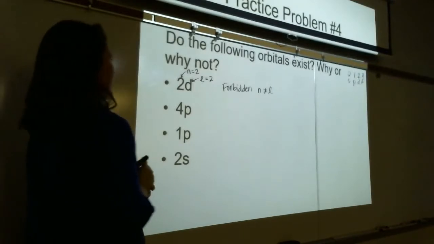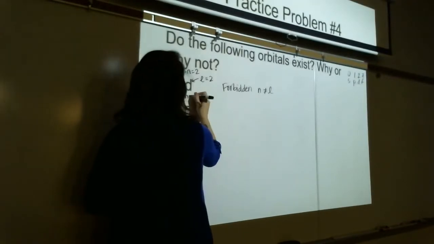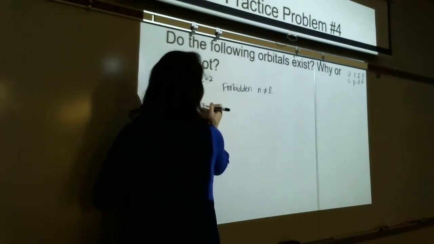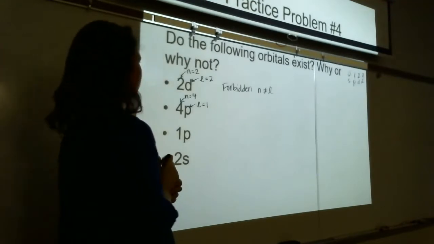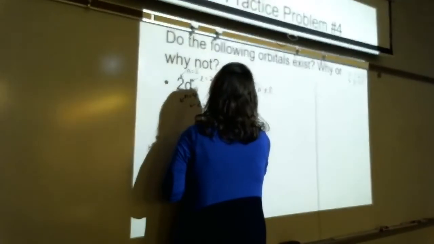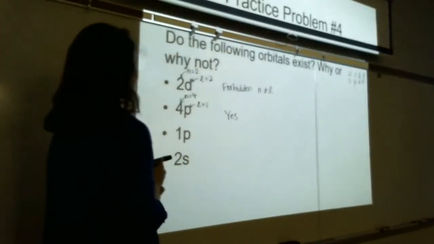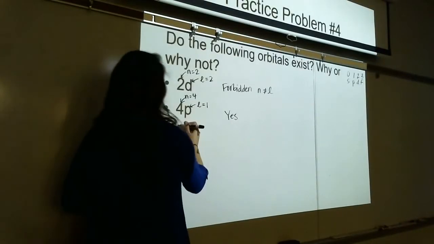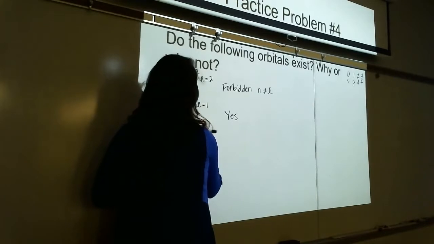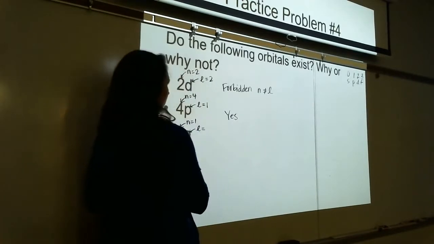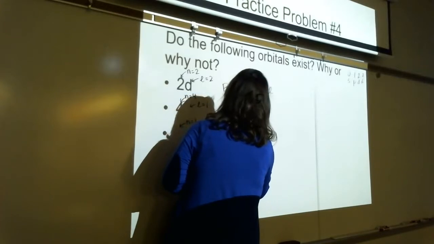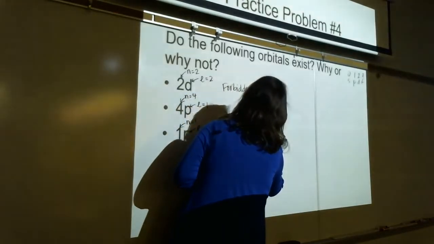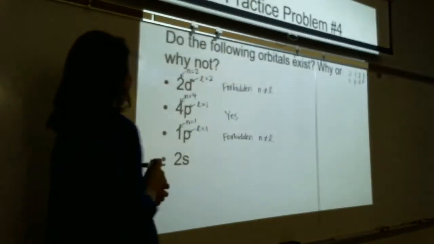For 4P to exist, that would mean n equals 4 and L equals what? 1. Is that an allowed combination? Yes. This exists. For 1P, that would mean what? n equals 1 and L equals 1. So what does that mean? That does not exist, right? Forbidden, does not exist, no solution, whatever you want to put there.